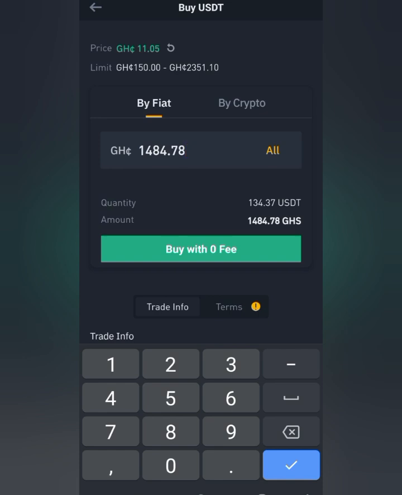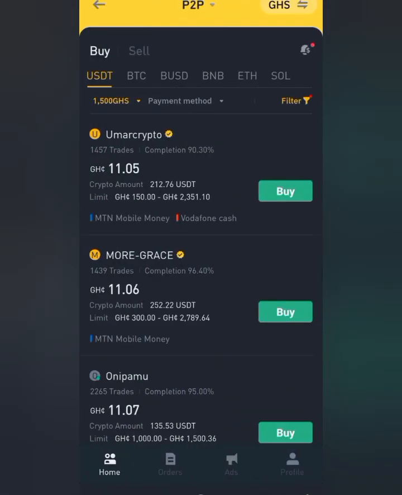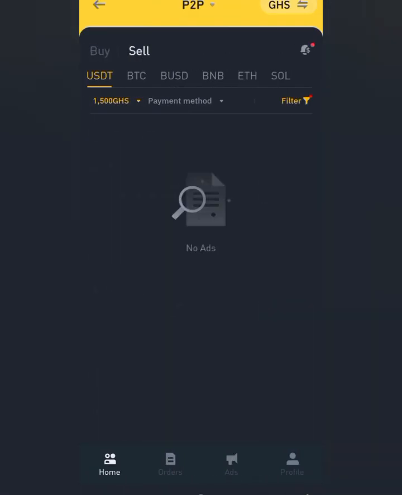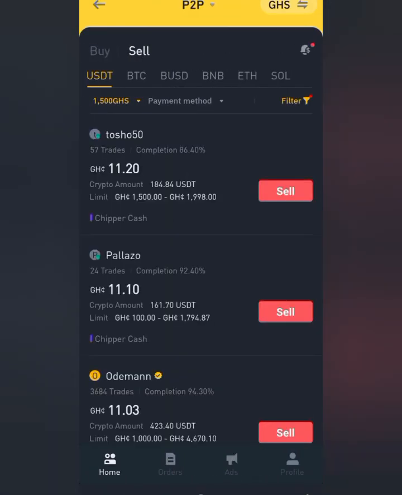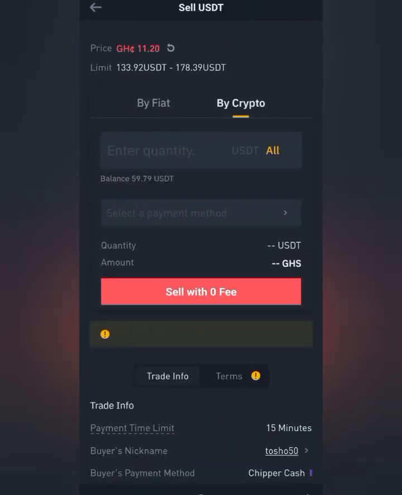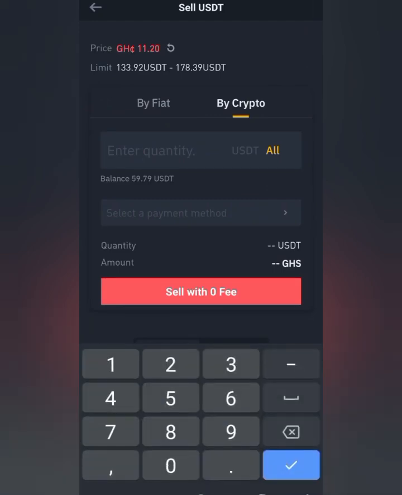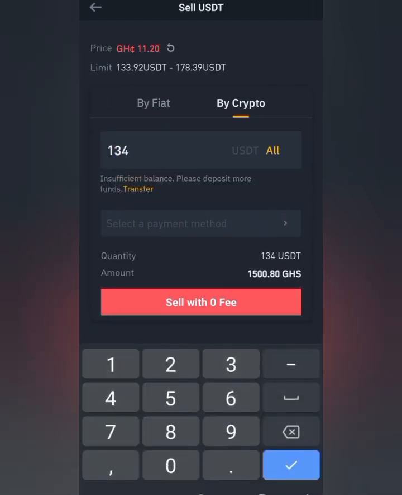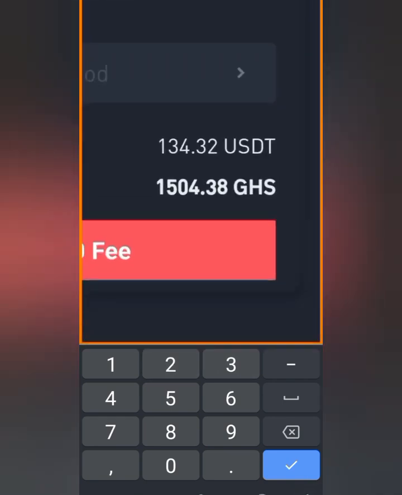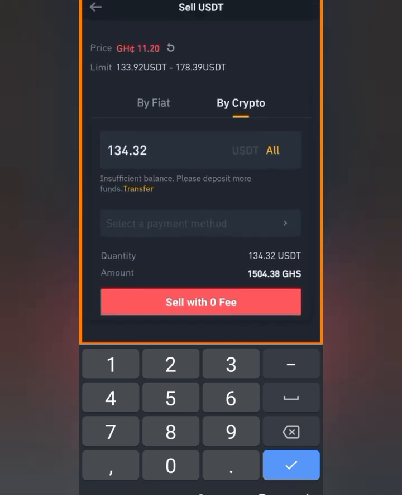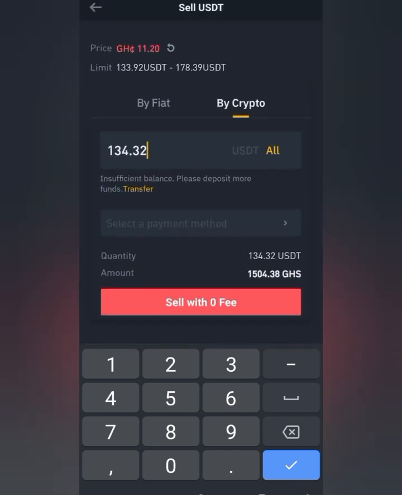So when you do this 1484, you get 134.37. Take note of that. Let's go back and try to sell this again. You're going to be doing the selling over and over again in between all of this. If I'm able to use this again, what was it that we got? I think it was 134.32, I guess. Can you see now that the money is increasing bit by bit? I'm not sure, but I think it's 32.